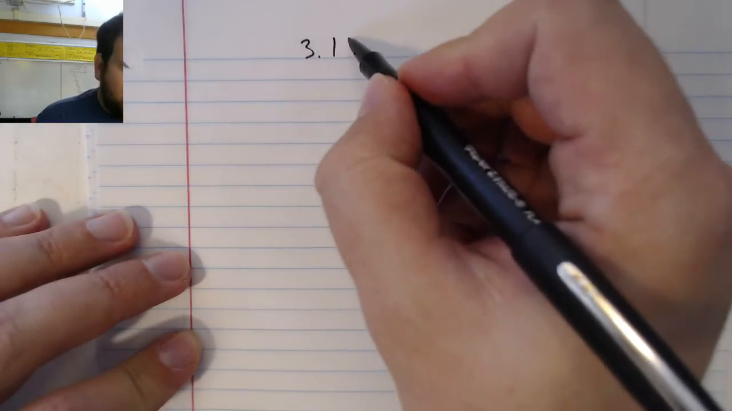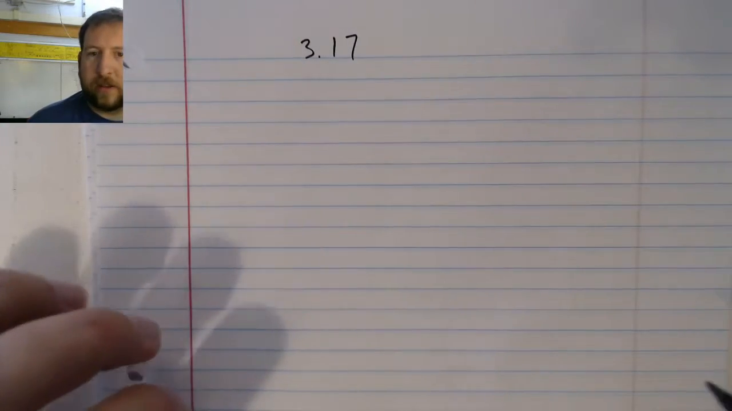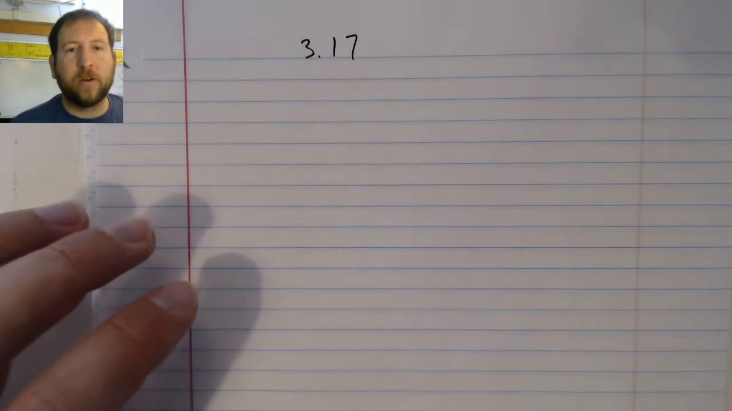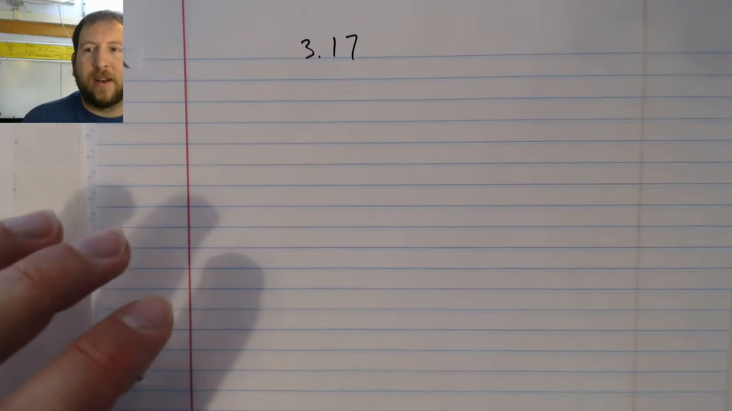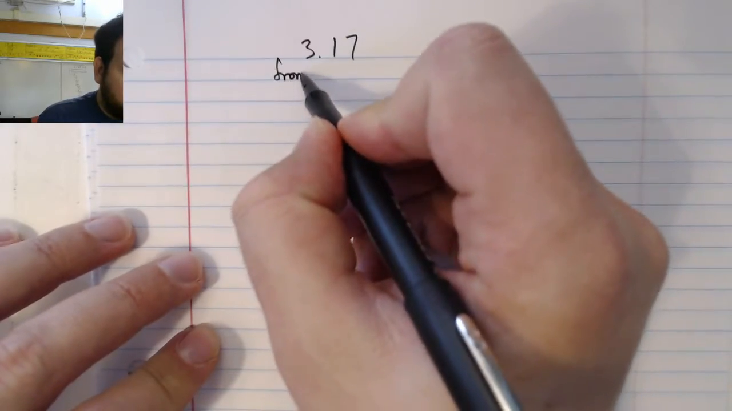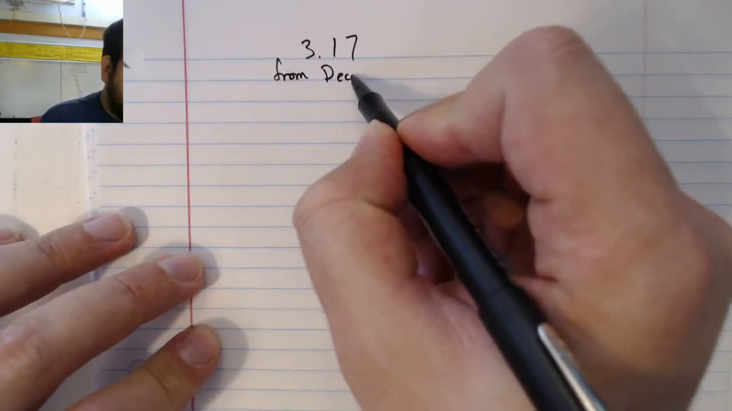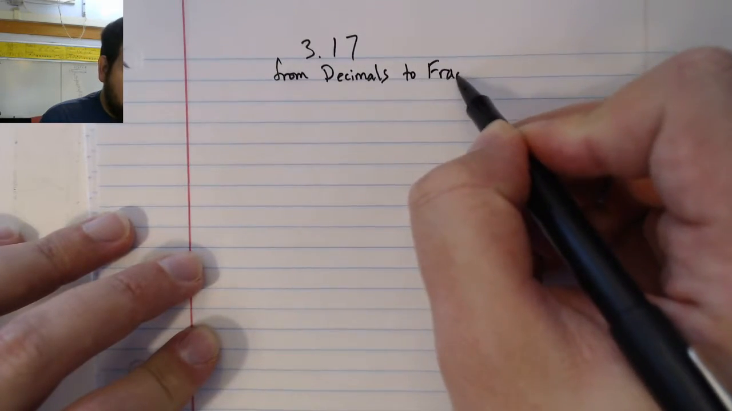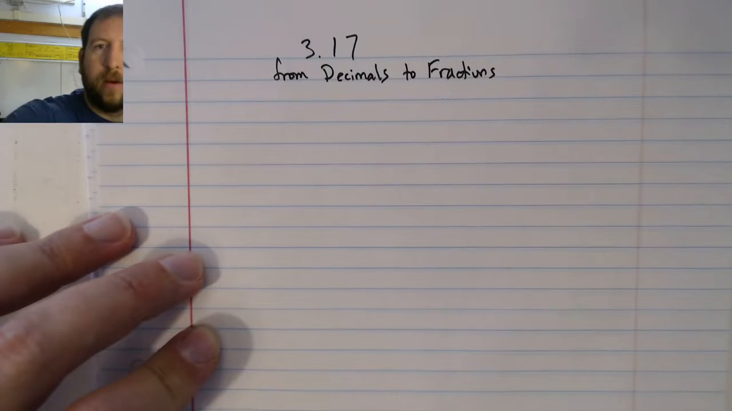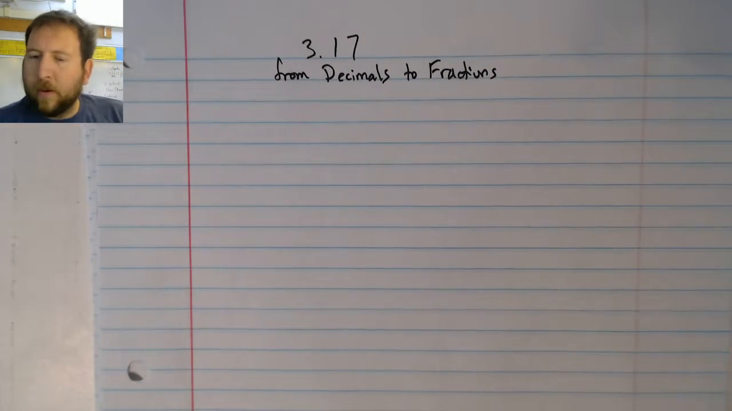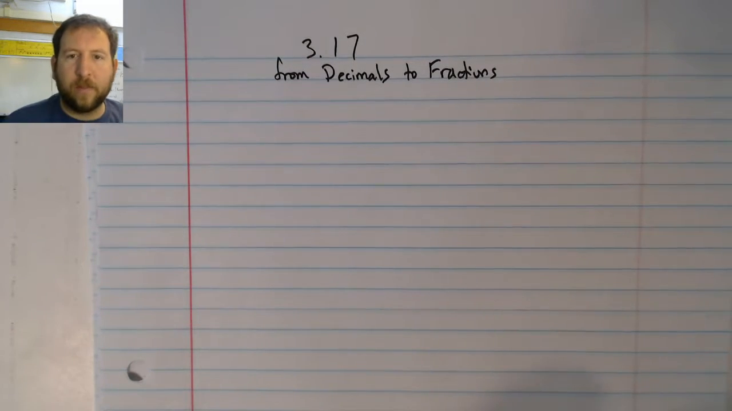We're going to continue on to our next section, and we're going to be going backwards from where we were before. We're going to be talking about decimals to fractions. All right, so this is what this looks like.